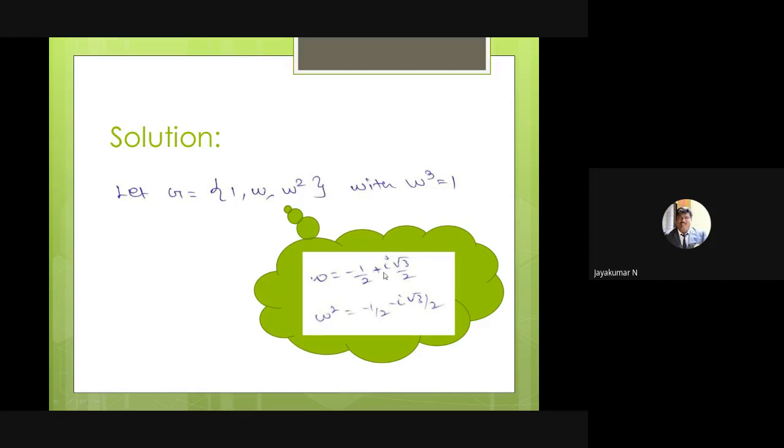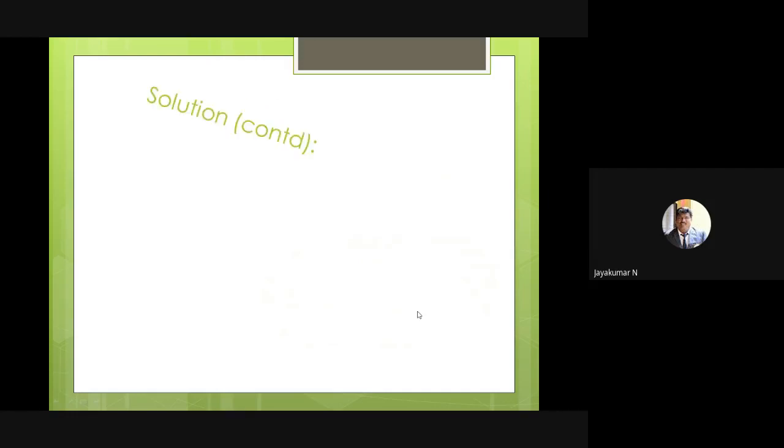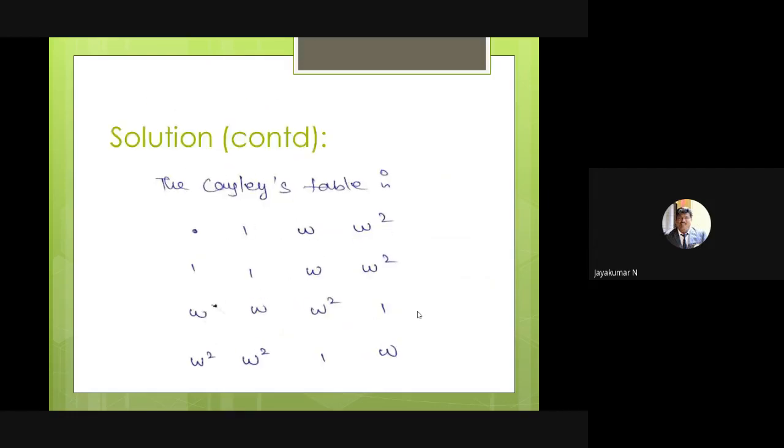That is, minus 1 by 2 plus i root 3 by 2 times minus 1 by 2 plus i root 3 by 2, you will get minus 1 by 2 minus i root 3 by 2. You have to verify yourself. So with simple multiplication we can do the problem: 1 into 1 is 1, 1 into omega, 1 into omega square, like that you can easily fill the table.